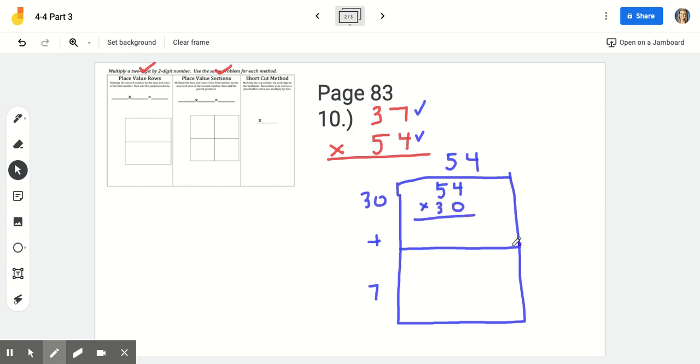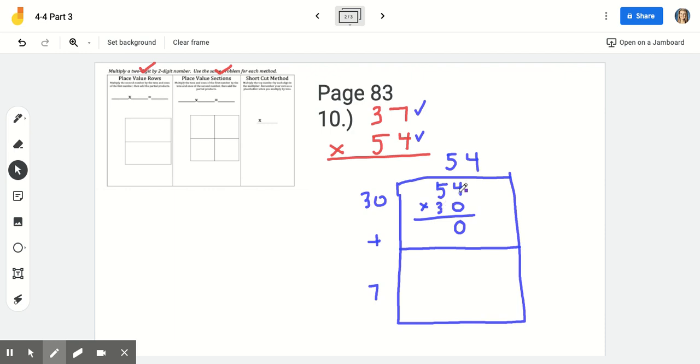Go ahead and write that in. And let's start to solve 54 times 30. I see there's a 0 in one of my factors, which is 30. So I know that there's going to be a 0 in my one spot. So let's add that in right now. And then we're left with 54 times 3.